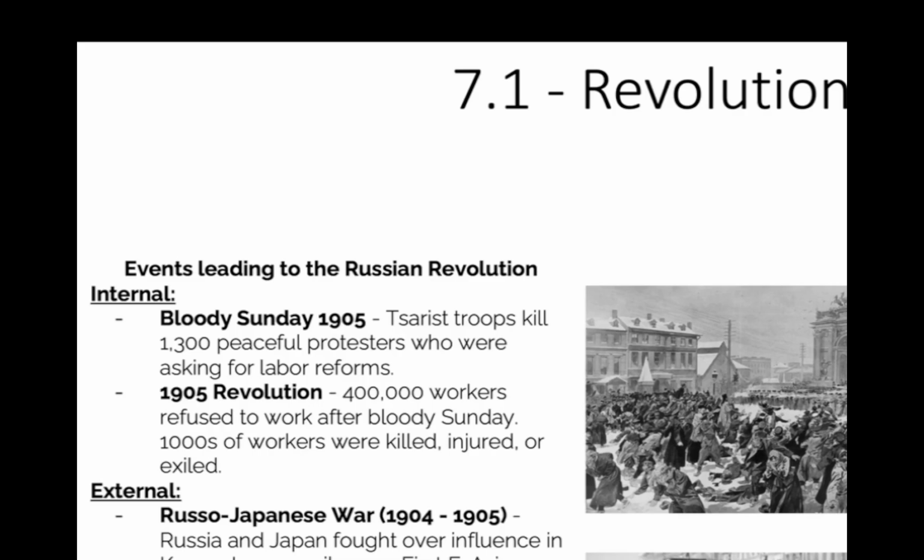Not only are they getting their butts kicked in World War I, they also lost the Russo-Japanese War. Remember, this is the first time an Asian country beats a European country, and it's Russia. And then we also have the Crimean War, which also goes horribly for them as well.